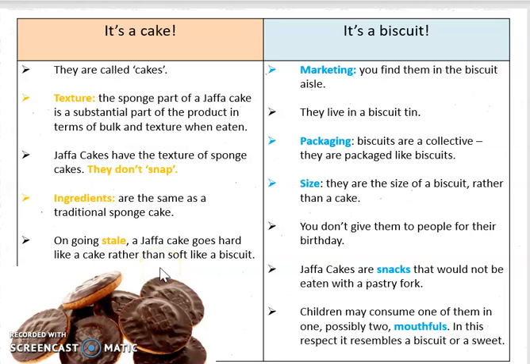So why am I getting you to think about Jaffa cakes? How does this link to statutory interpretation? Well, what I'm trying to show you here is that even a word that seems as simple, as innocuous as biscuit causes arguments. You've got one side saying that something's a biscuit, and you've got another side saying that it's a cake. And you can see that there are fairly valid arguments on both sides.